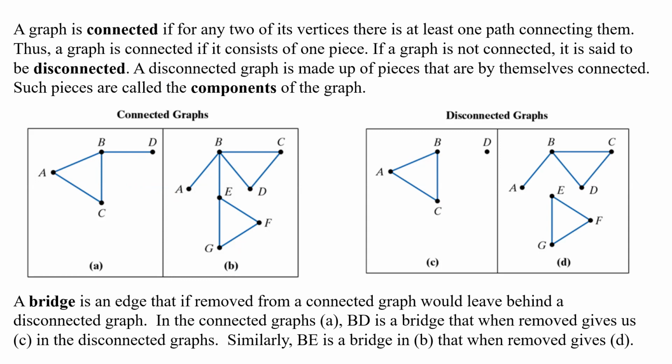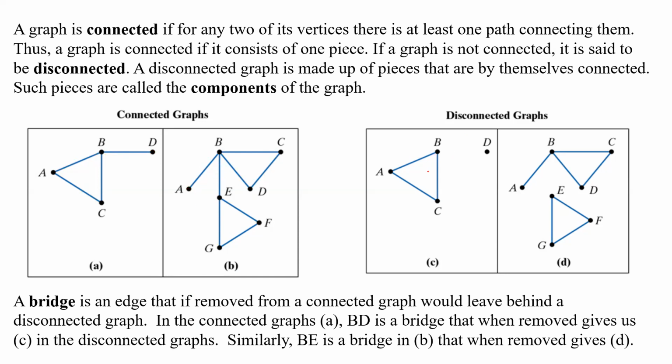Okay, so if we look here, these are connected graphs on the left. Every vertex is connected, and we can draw a line between everything and we can get back to where we started. Same thing here. All these are connected no matter how we go. We can get to every point and not have to lift our pencil.